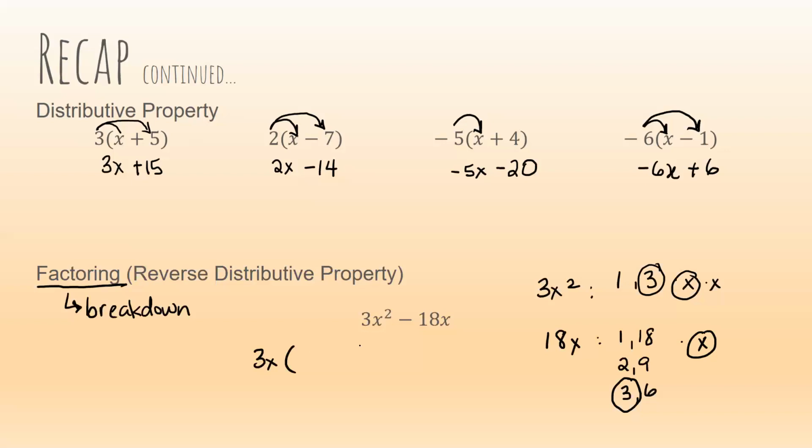Now I have to rewrite something inside the parentheses. If I have two terms here, which is called a binomial, I must have two terms inside my parentheses. So if I were to divide all my terms by that GCF that we just created, 3x squared divided by 3x is x, and then negative 18x divided by 3x is negative 6. That's what we call factoring. So if I wanted to multiply or distribute this back out, I will get back 3x squared minus 18x.